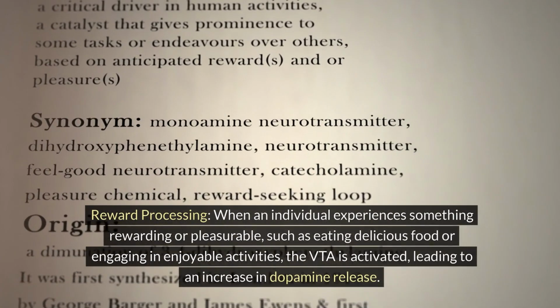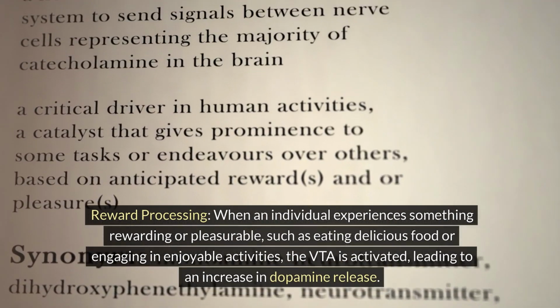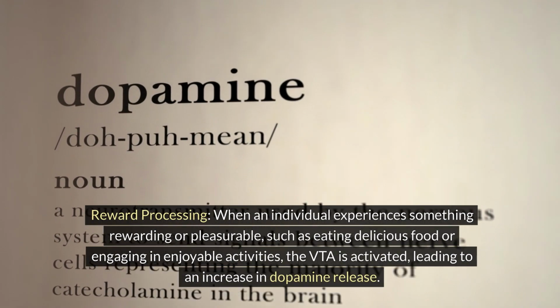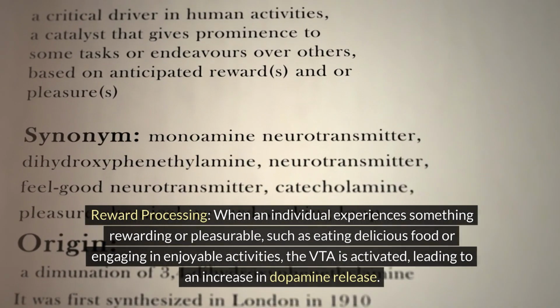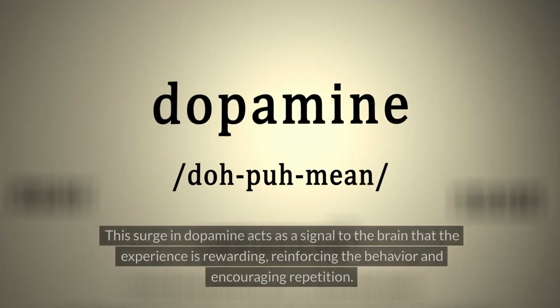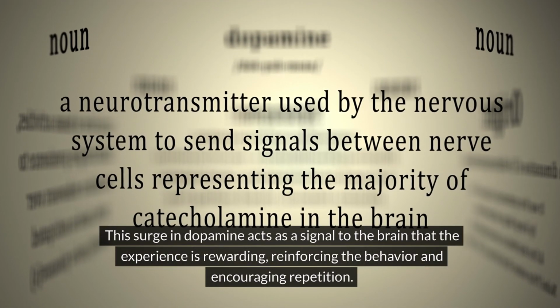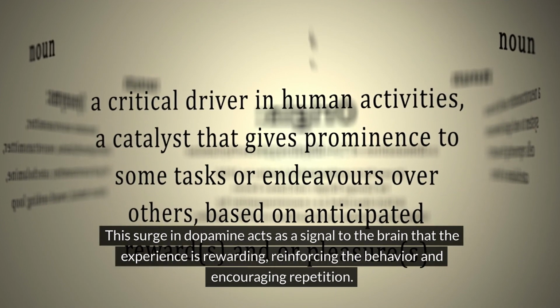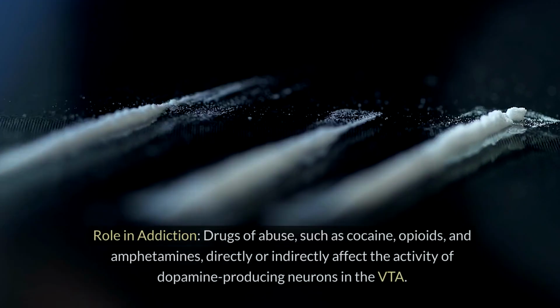Reward processing. When an individual experiences something rewarding or pleasurable, such as eating delicious food or engaging in enjoyable activities, the VTA is activated, leading to an increase in dopamine release. This surge in dopamine acts as a signal to the brain that the experience is rewarding, reinforcing the behavior and encouraging repetition. Role in addiction.